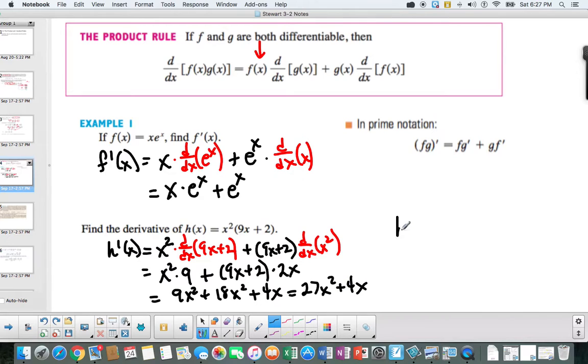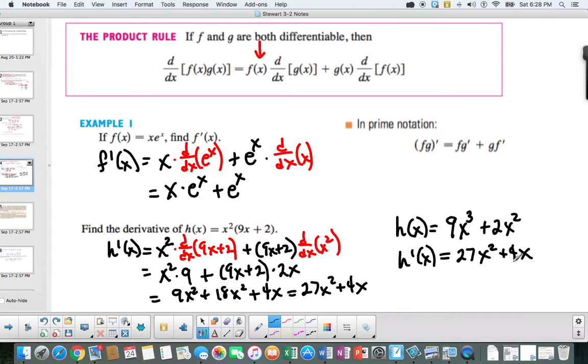Now I want you to know that there is another way to do this. Instead of doing it the way I just did, I can distribute first, and after I distribute, I have a polynomial, and I can just do the sum and power rules, and that'll be 27x squared plus 4x, which matches this. So sometimes you have choices in being able to find the derivative.